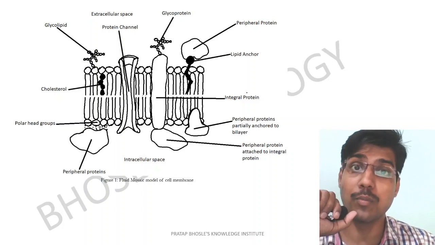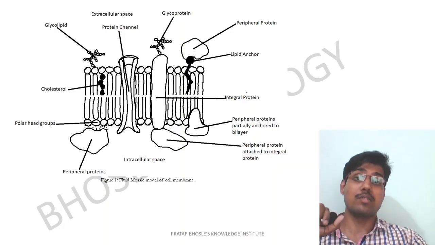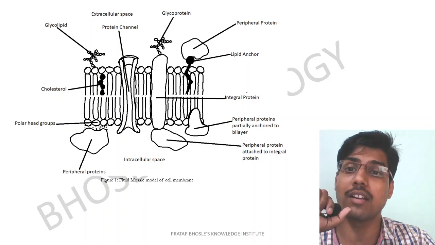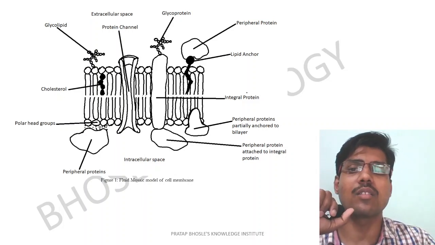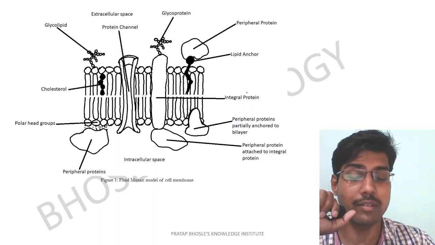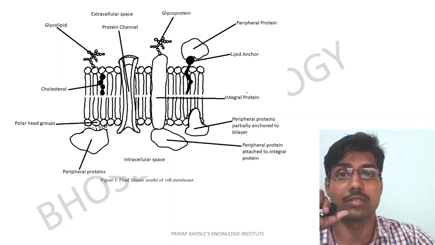In the book there is often a 3-dimensional diagram. How can you draw a 3-dimensional diagram in the exam? So I have simplified it for you so that it is easy to draw, and it has all the components of the fluid mosaic model. Let's see one by one, or just see the information about this diagram first. What is there in this diagram?